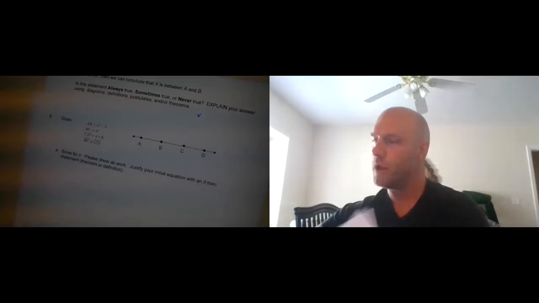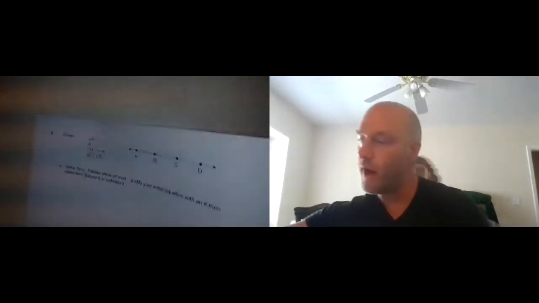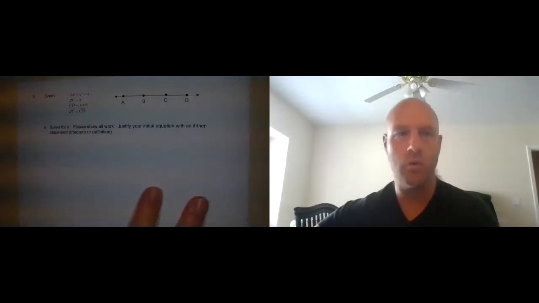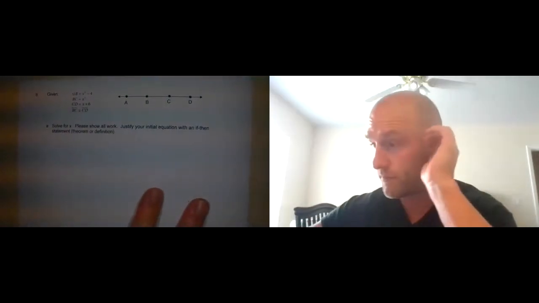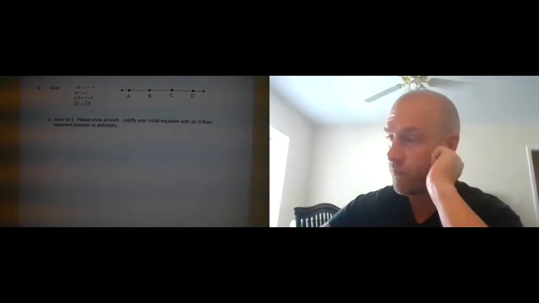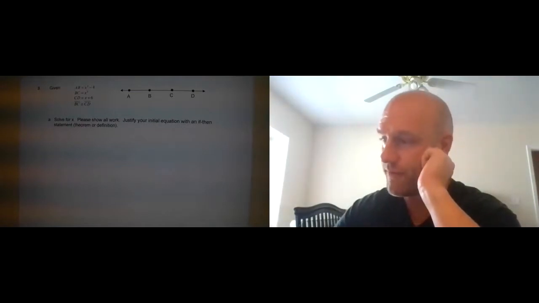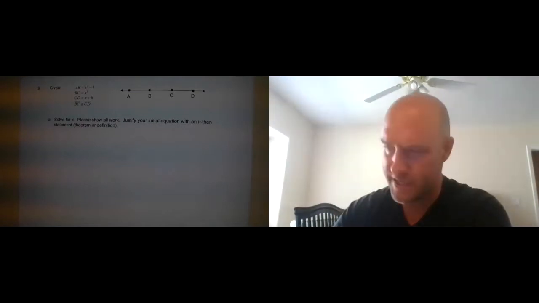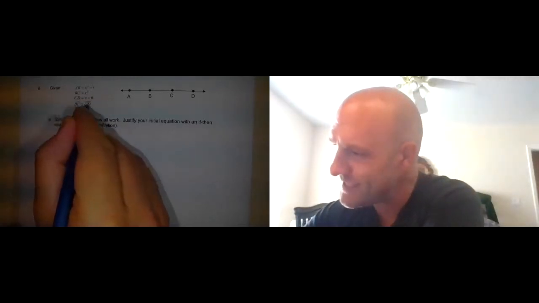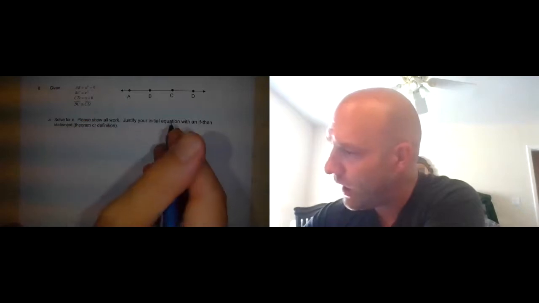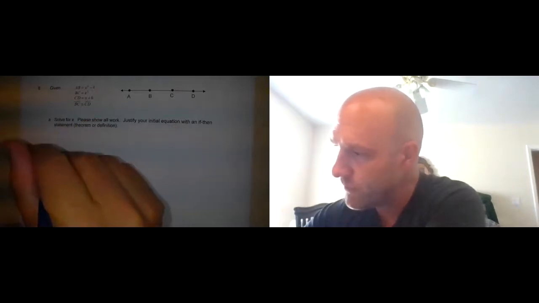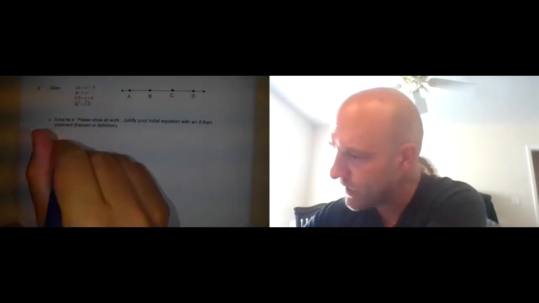Moving right along. A lot of people did great on the math part, not so wonderful on the reasoning part from time to time. Justify your initial equation with an if-then statement, a theorem, or a definition. So solving for x, they told me that BC is congruent to CD. So my initial equation is going to be that x squared equals x plus 6.